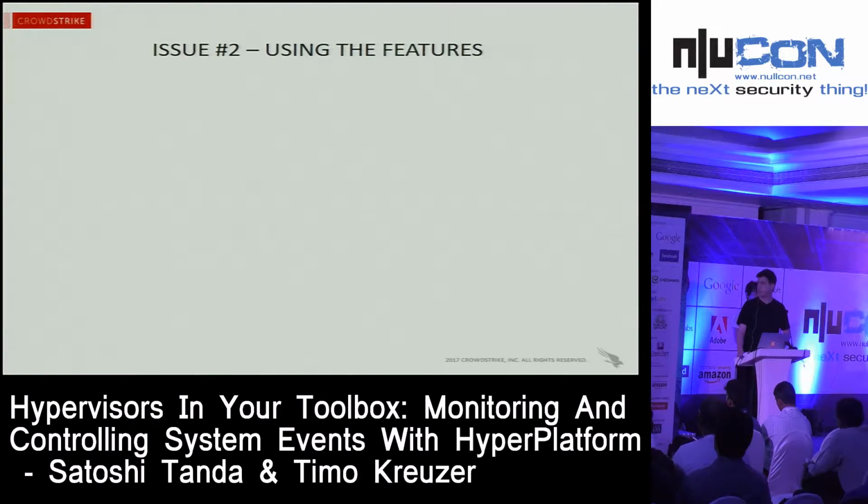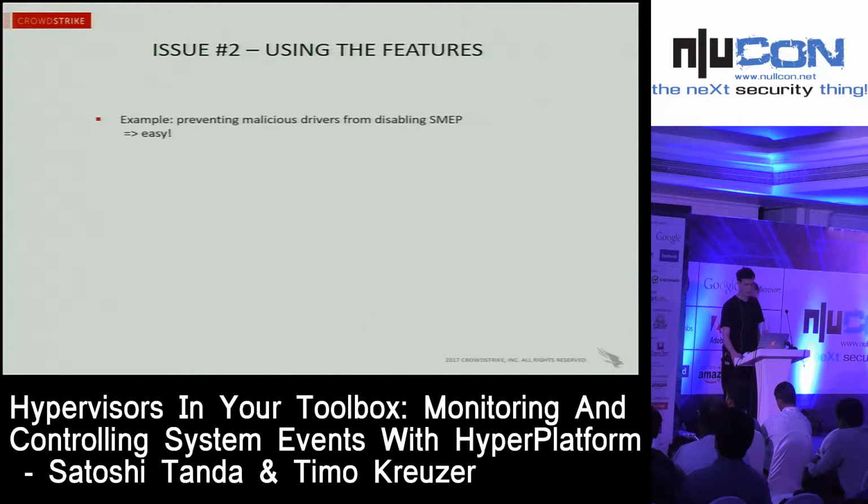So issue number 2 I'm going to talk about is using the features. And as an example, preventing a malicious driver from disabling SMAP, that's pretty simple. You just have to check a bit in CR4, and when somebody tries to disable this feature in CR4, you will get an exit, and the exit handler can prevent that. That's pretty simple. But when it comes to other features like using EPTs to prevent either patching or execution of memory regions, it gets a little bit more complicated.